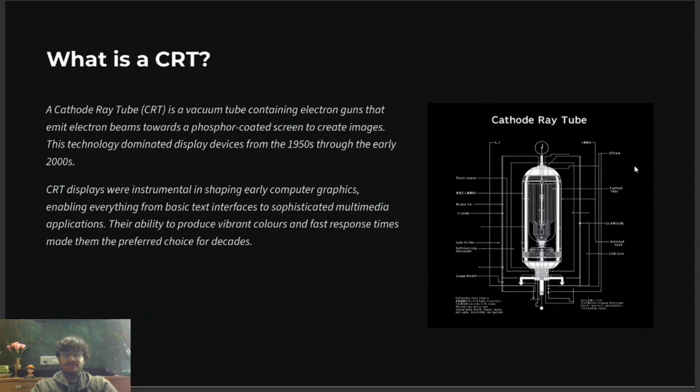What is a CRT? A CRT, or cathode ray tube, is basically a vacuum tube equipped with electron guns that fire a beam onto a phosphorus-coated screen. When the electrons strike the screen, they generate light, creating images. From the early 1950s to the 2000s, CRT was the dominant display technology. They provided vibrant colors, fast response time, and laid the foundation for early computer graphics and multimedia.